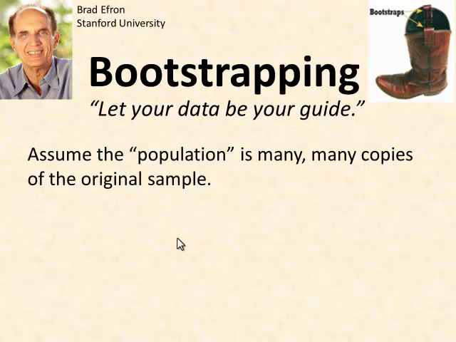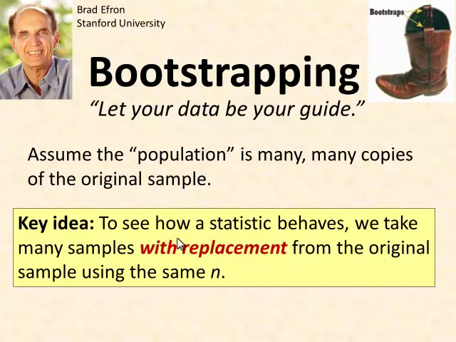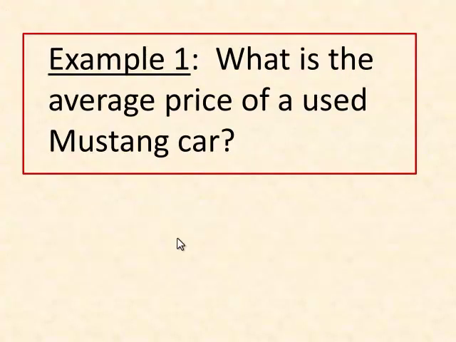So again, we assume the population is many copies of the original sample. The key idea to see how a statistic behaves, in particular to measure the variability in the statistic, we take many samples with replacement from the original sample using the same sample size. So let's look at an example.